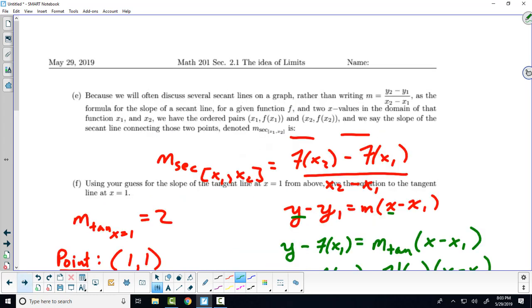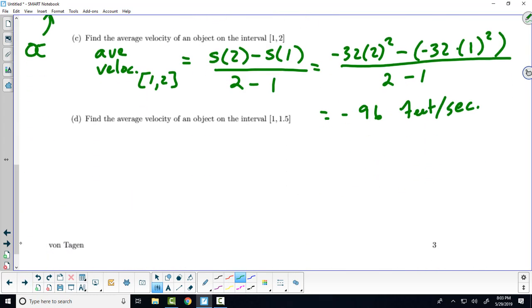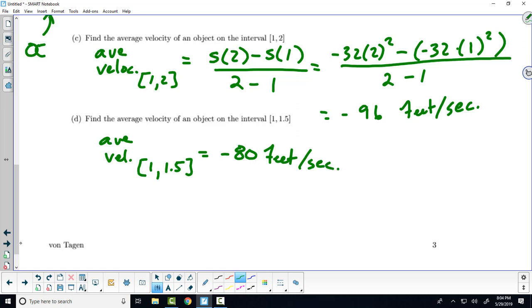In the interest of time, folks, I'm going to skip this one. I'll let you do the work, just copy this work, and I believe you find that the average velocity from 1 to 1.5 is negative 80 feet per second. Okay? I find this a little bit tedious. We just walk 2 steps. Math people only ever walk 2 steps, and then they come up with a general rule. So we did it twice. Let's come up with a general rule to make our lives a little bit easier.